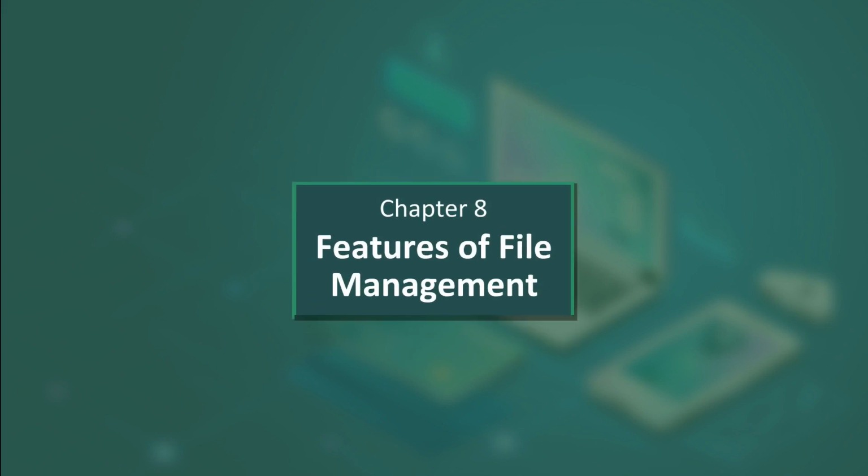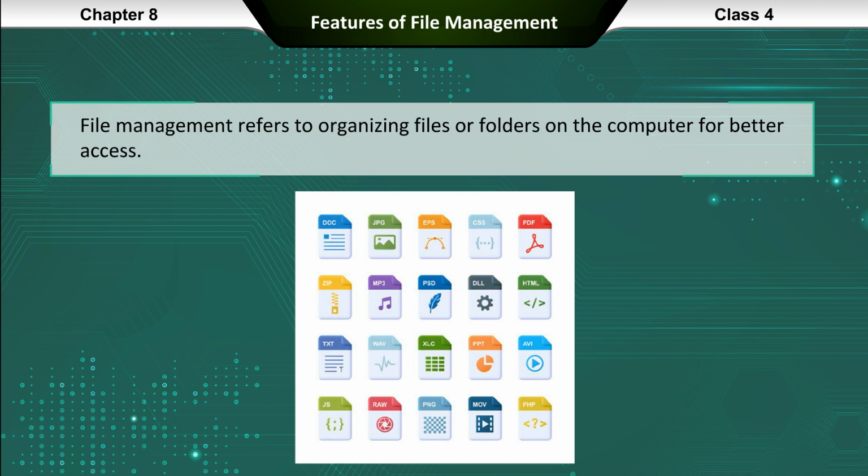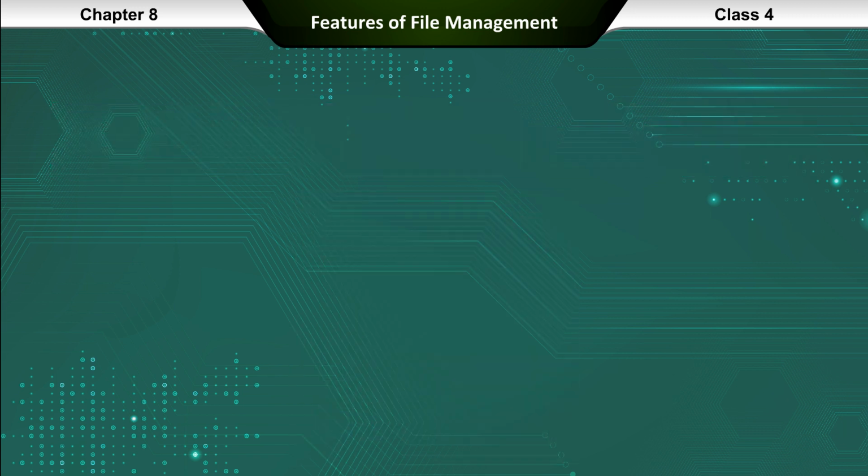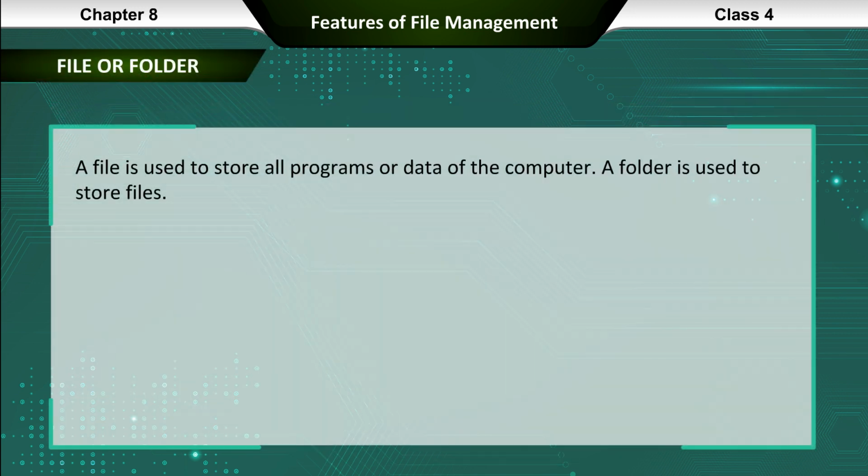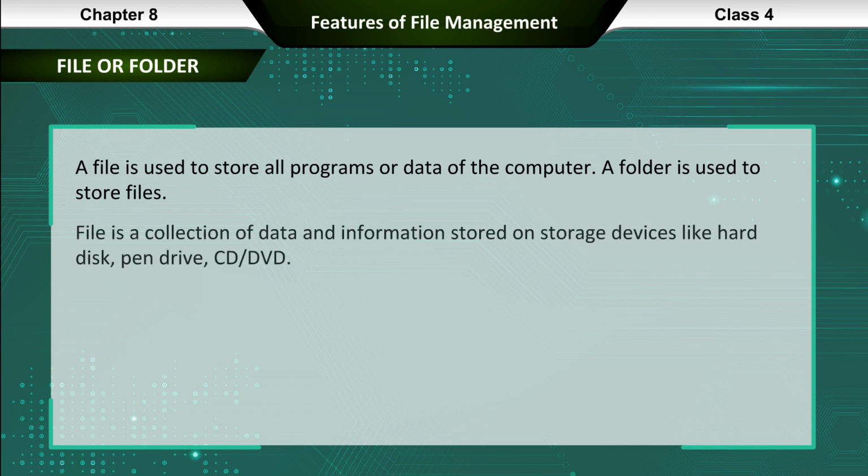Chapter 8. Features of File Management. File management refers to organizing files or folders on the computer for better access. File or folder. A file is used to store all programs or data of the computer. A folder is used to store files. A file is a collection of data and information stored on storage devices like hard disk, pen drive, CD, DVD.